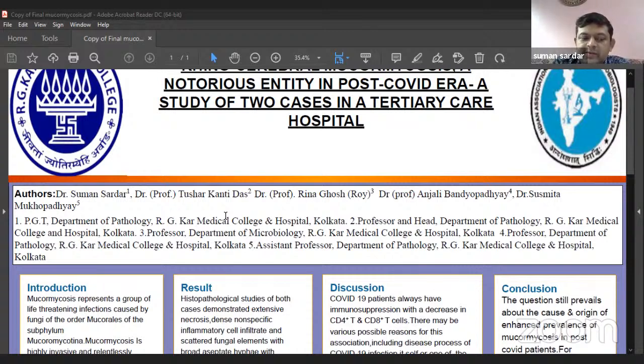Biopsy and histopathological study remain the most sensitive and specific modality for definitive diagnosis. The species of Mucorales is only identified by culture. Polymerase chain reaction is being investigated as diagnostic tool for mucormycosis, but not yet approved. So in conclusion, the question still prevails about the cause and origin of enhanced prevalence of mucormycosis in post-COVID patient. So prevention and management of mucormycosis in post-COVID, use of prophylactic immunosuppression should be more judicious along with continuous monitoring. Thank you.